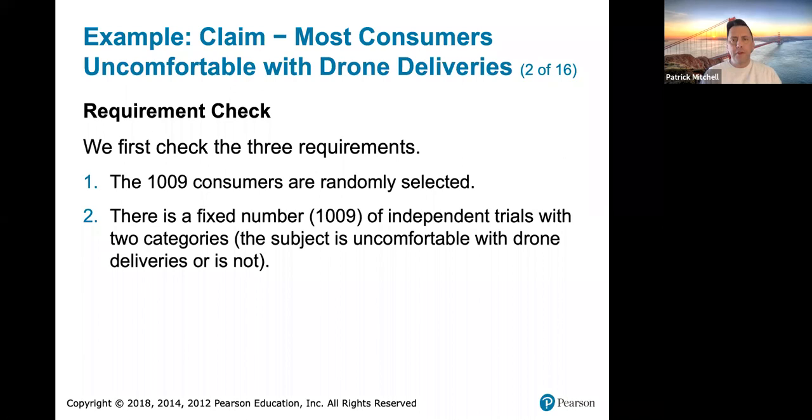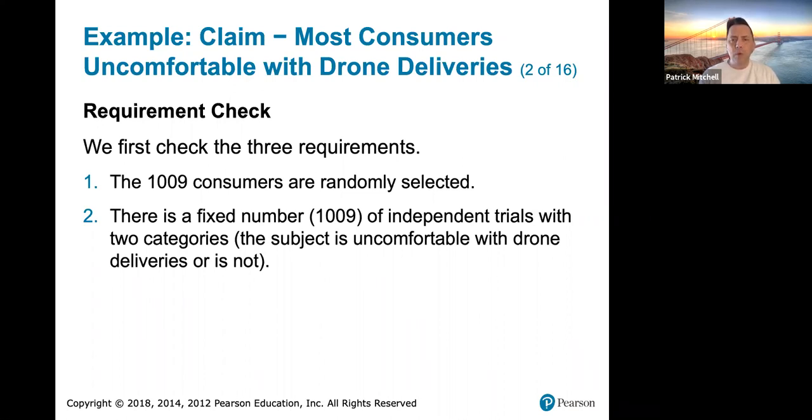So first we'll check the 3 requirements. Number 1, it is a simple random sample. The 1,009 consumers are randomly selected. Number 2, there is a fixed number of independent trials with 2 categories.